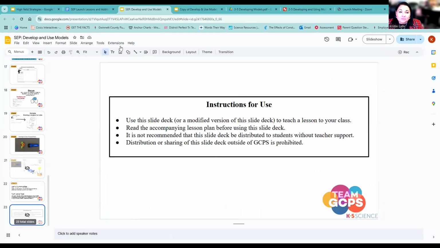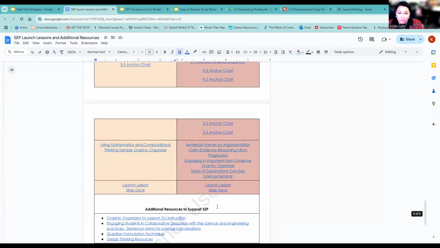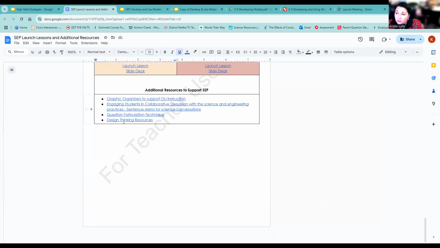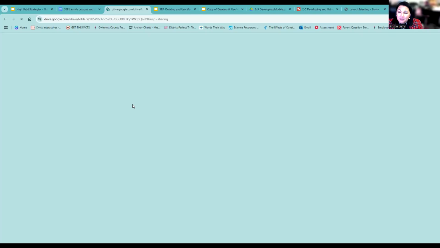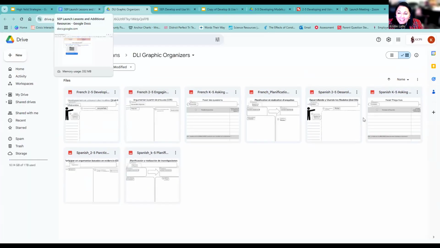Okay. So, as a reminder, the science and engineering practice resources are good. Also, as you are engaging with each and every student, we have graphic organizers that are used to support DLI instruction, but these are also great for our ML students who are learning English.